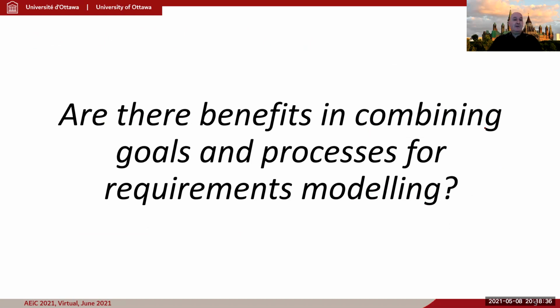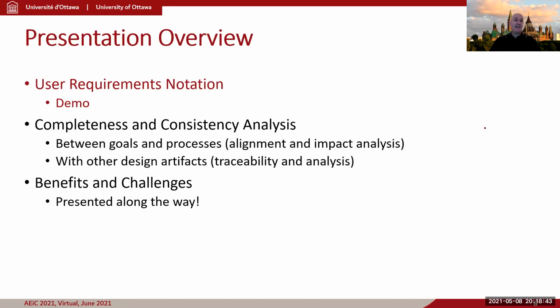Now, the question I will try to answer in this presentation is, are there benefits in combining goals and processes for requirements modeling? The presentation will start, first of all, with an introduction to the user requirements notation, and I will also give a demonstration based on a tool that we have developed. And we will discuss completeness and consistency analysis, first between the goal and process views of models, but also between such models and other design artifacts. And benefits and challenges will be discussed along the way.